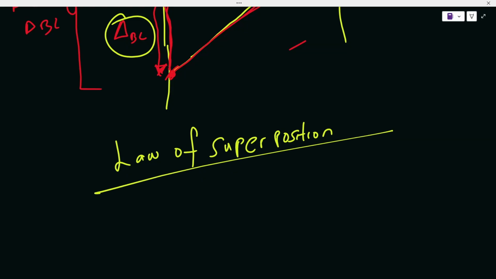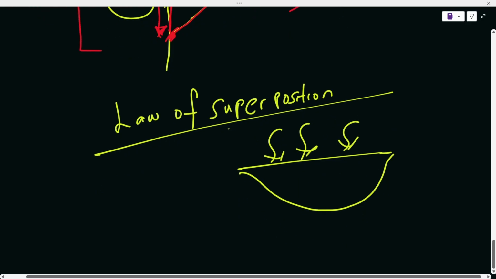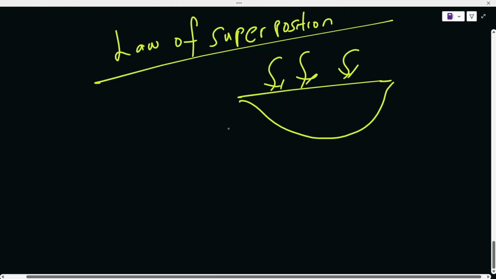Law of superposition. That law is basically saying that maybe I have a lot of forces acting on this structure, and it produces an insignificant deformation. Of course, this scale is exaggerated. Maybe it produces an insignificant deformation.